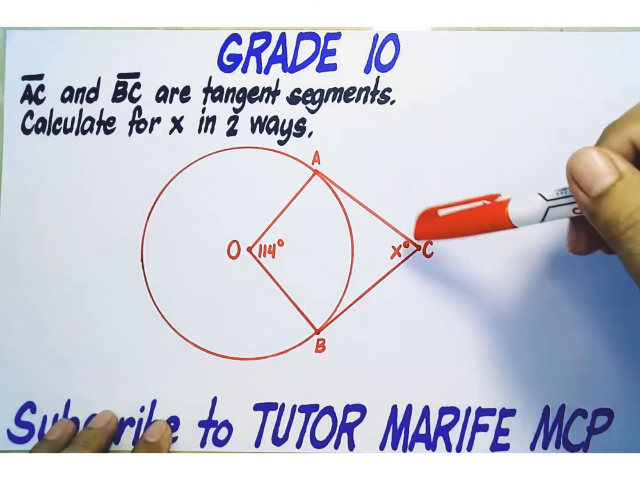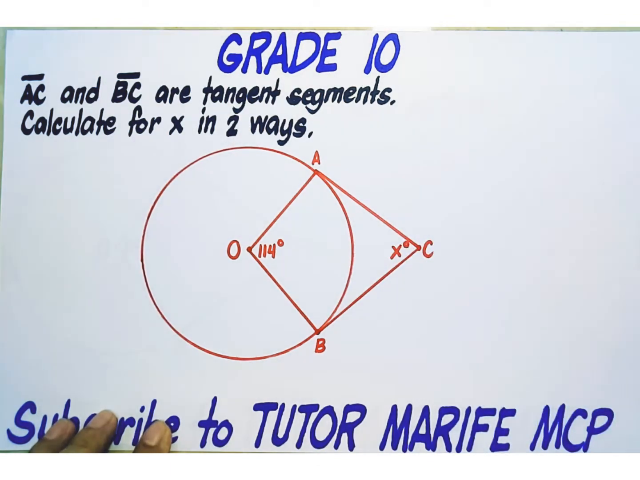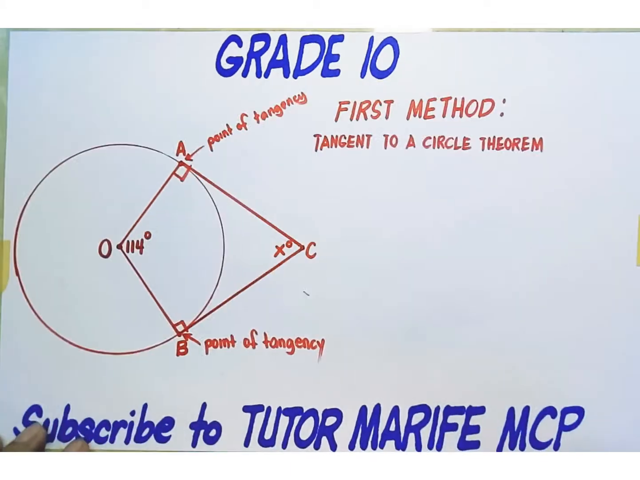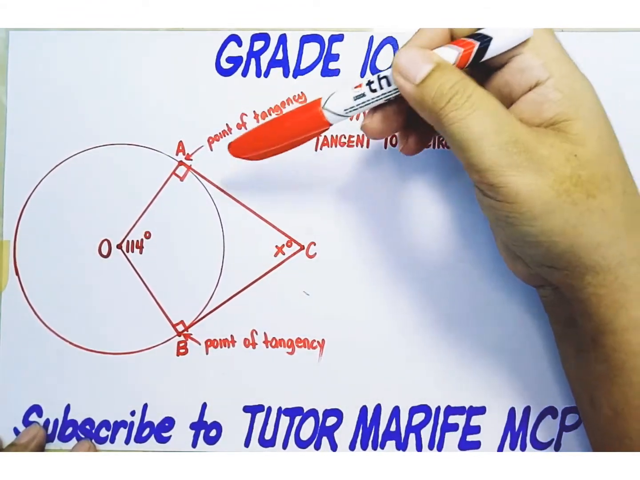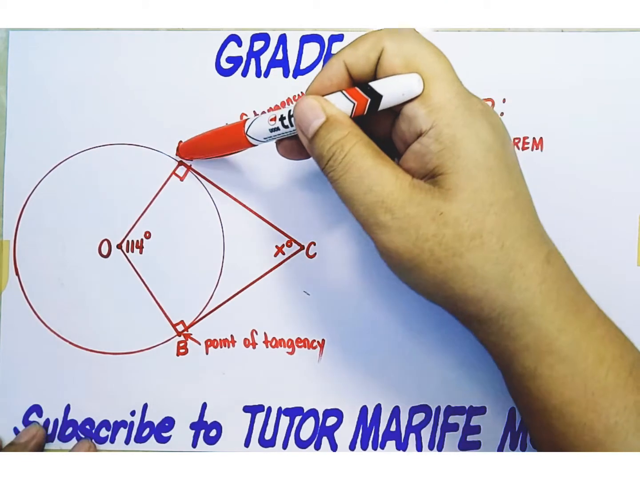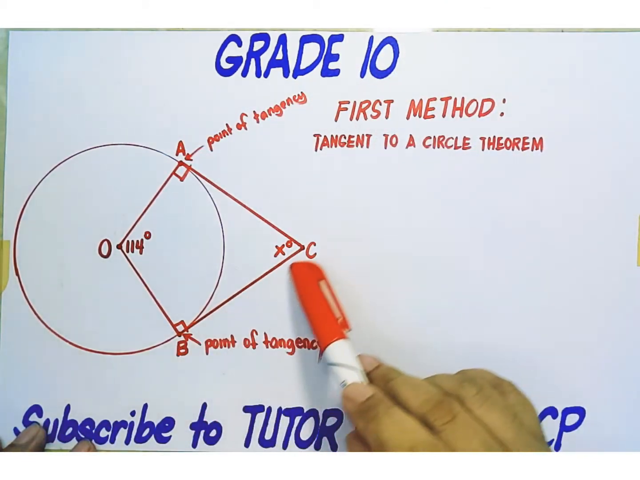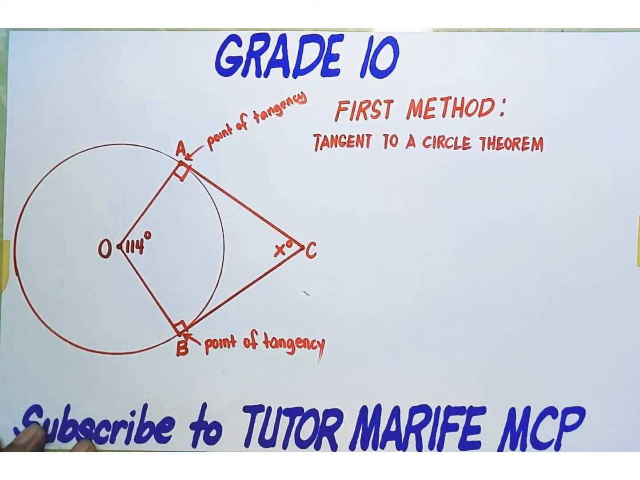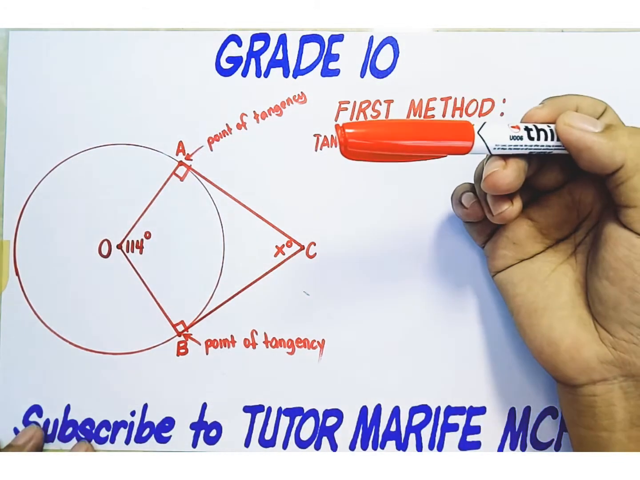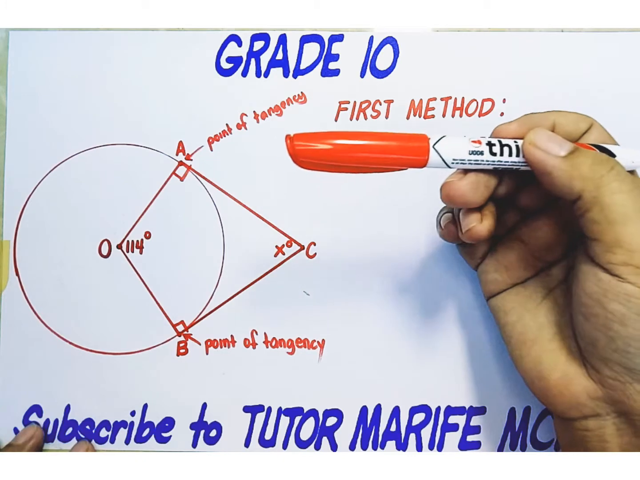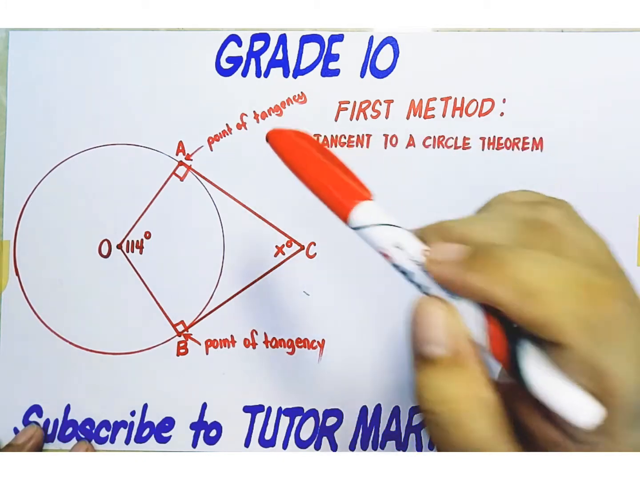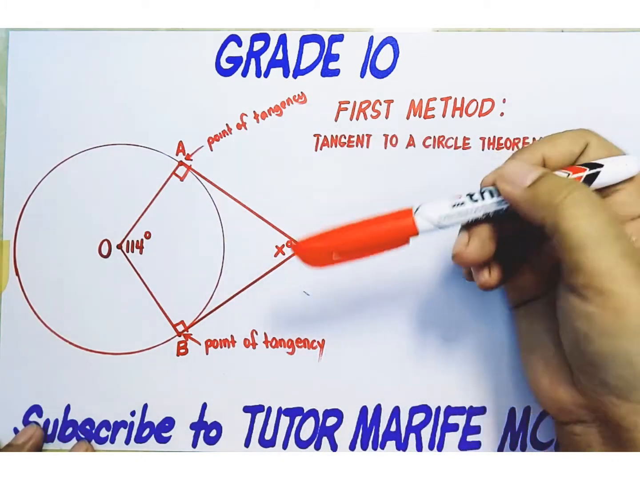To be able to solve for x in two ways, we will be applying some circle theorems and some basic geometry concepts. For our first method, we will be using the given information. Segment AC and segment BC are tangent segments. What is a tangent segment? A tangent segment is a segment that intersects a circle at exactly one point.